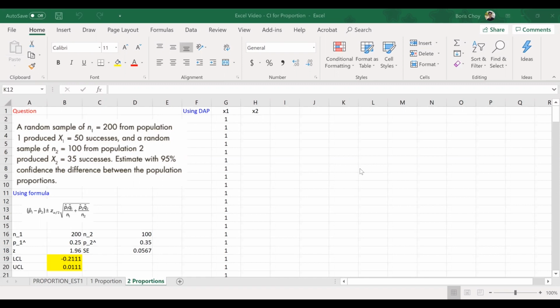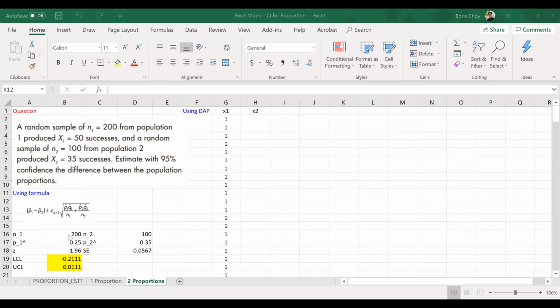So it depends on how we define the proportions. We can define P1 to be the proportion of success in the first population, and P2 be the proportion of success in population 2. Okay, the difference can be P1 minus P2 or P2 minus P1. Anyway, let's consider P1 minus P2. To use the formula, we can use the formula given here.